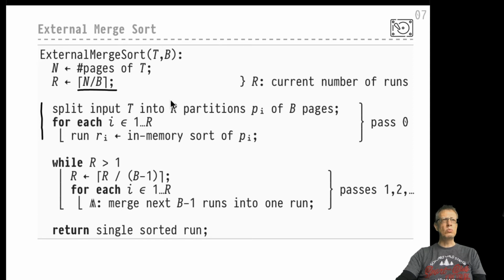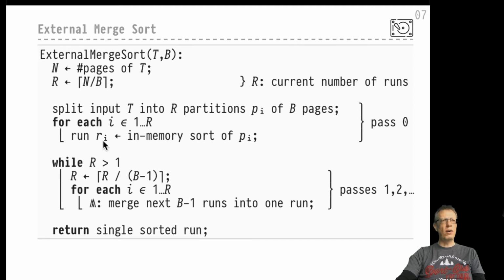So what we will do is we will read these partitions in turn. Each of these partitions will have B pages. Well, maybe the last partition will have less than B pages, but each of these partitions will not exceed B pages. So with each partition, we can simply perform an in-memory sort, maybe a quicksort, on these particular partitions. This is of course an in-memory sort that will be performed according to the sorting criterion that we are after. And once this partition has been sorted, we will call it a run.